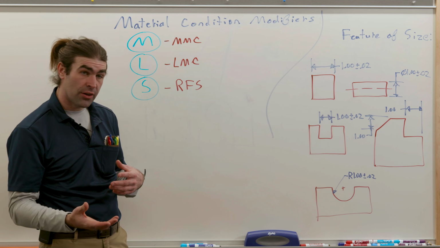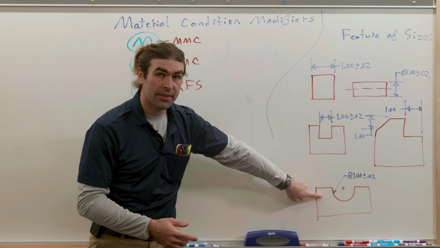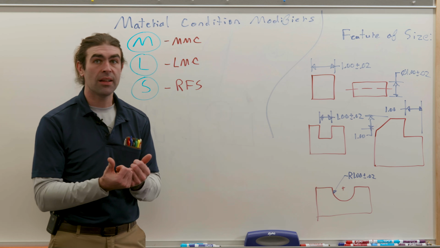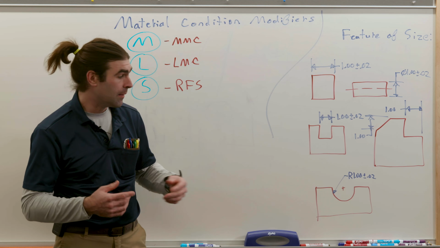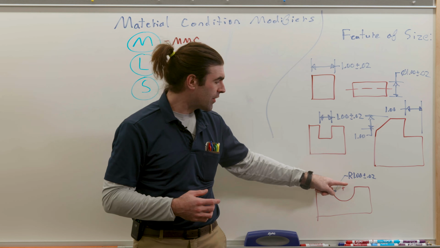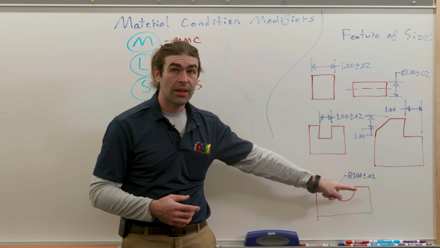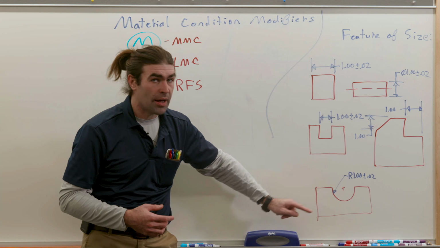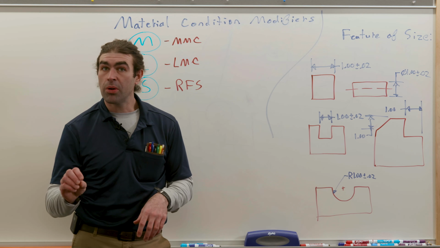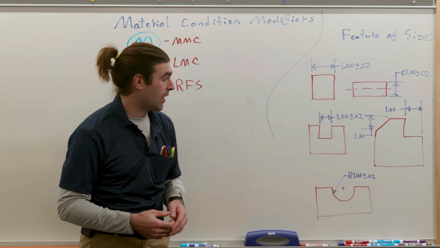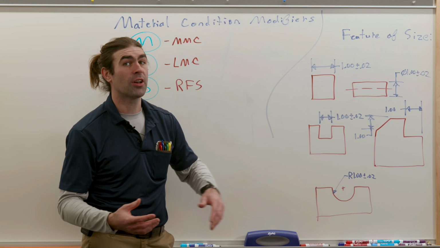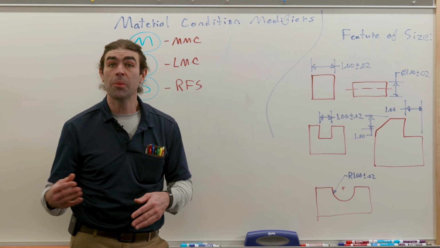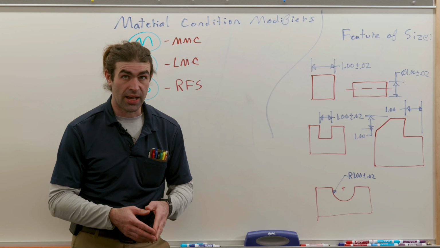What is not a feature of size is something like this radius, right? You can't get 2 points on that radius. Now you could make an argument that, okay, if the center line of the radius is on the same plane as the top of this part, you could. The problem is you've got a tolerance on that radius. So if the radius comes in small, then you can't get 2 points. If it comes in large, maybe you can, but you wouldn't want to call that a feature of size.